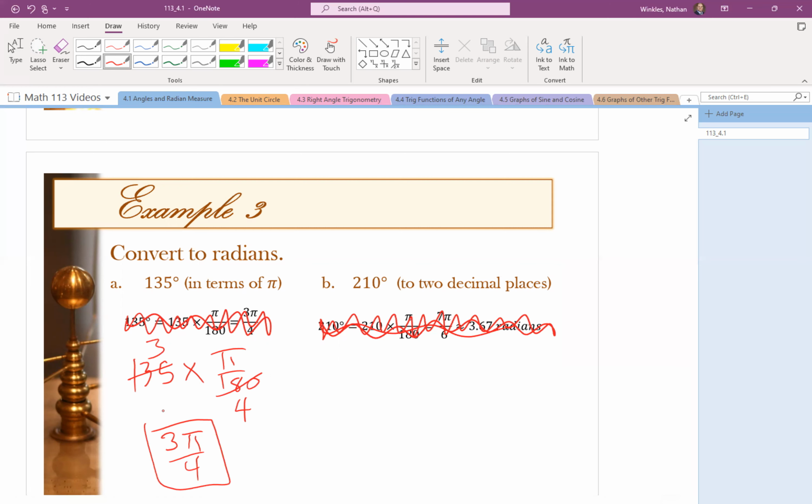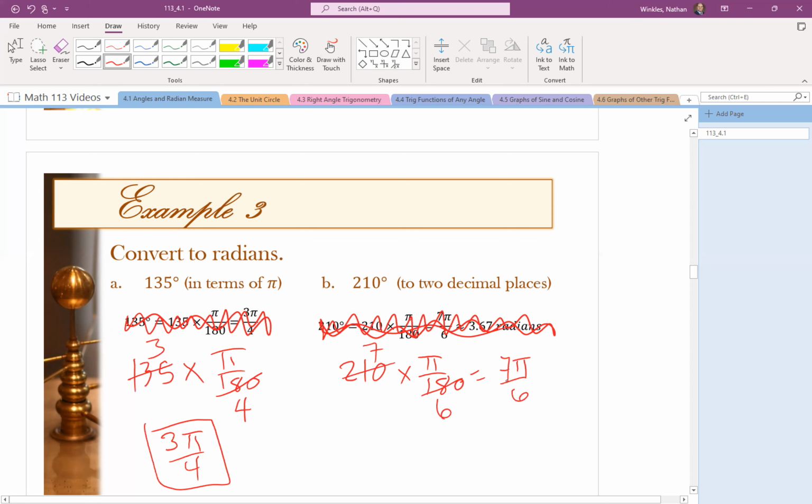We could do the same thing with 210 degrees. This is 210 times pi over 180. We could divide everything by 30 in this case. So we get 7 and 6. So we get 7 pi over 6.